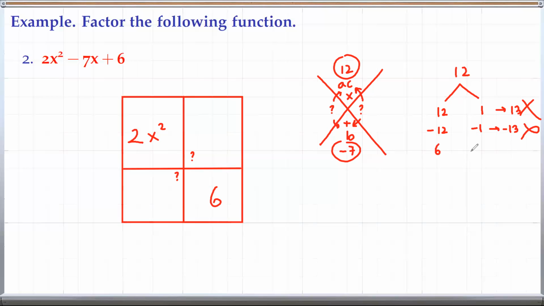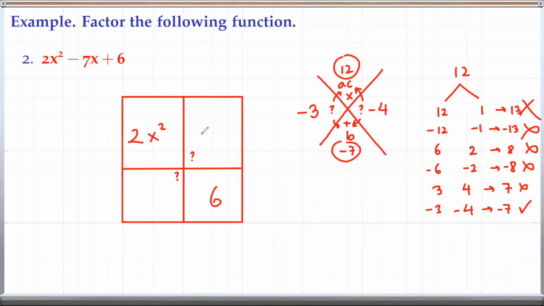The other one is 6 times 2, which gives us sum 8. That doesn't work. -6 times -2 gives us sum -8. That doesn't work. 3 times 4 gives us sum 7, but we need -7, so this also doesn't work. -3 times -4 does give us sum -7. So that one works. We can have -3 here and -4 over here. So we can split this -7 as -3x and -4x.